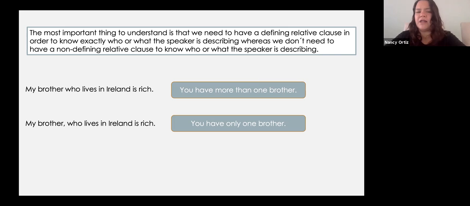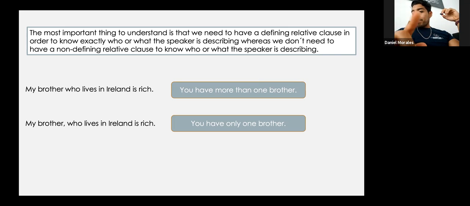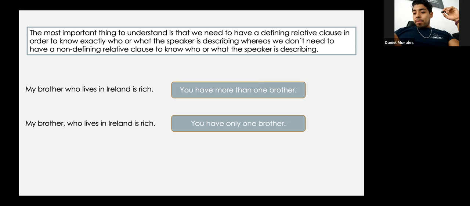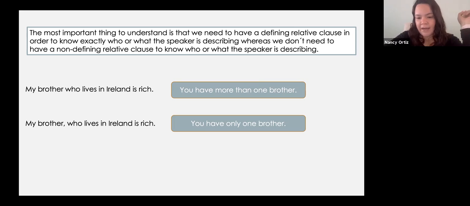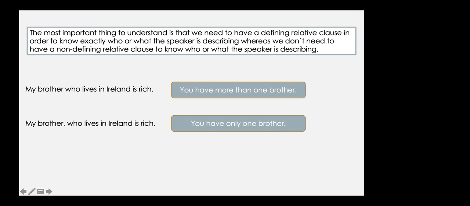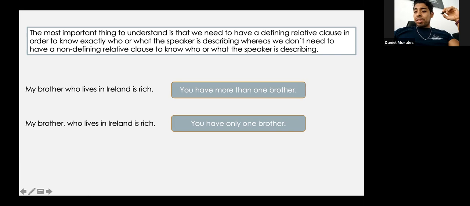But the second one has a comma. It says my brother, comma. I thought it needed another one. A second comma. A second comma where? Before Ireland. My brother who lives in, comma, Ireland. After Ireland, then. After. My brother, comma, who lives in Ireland, comma, is rich.